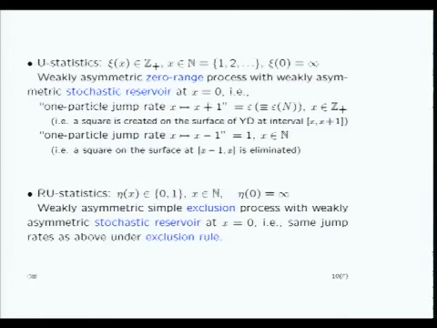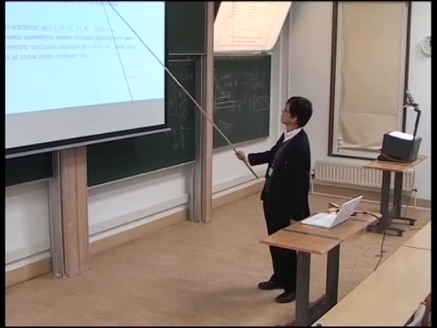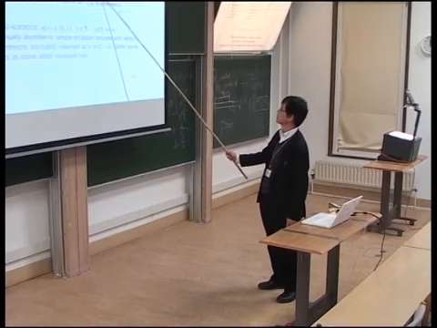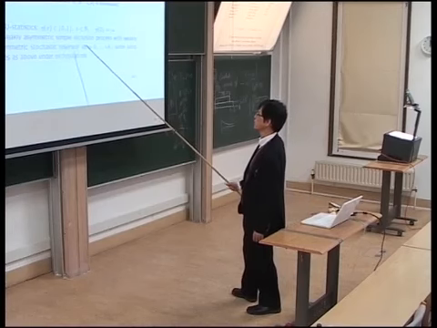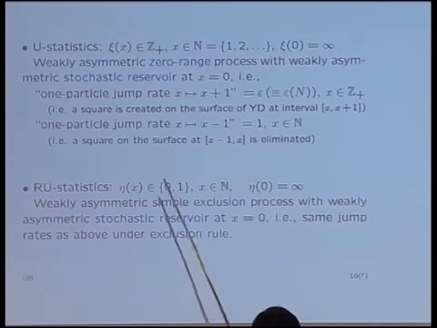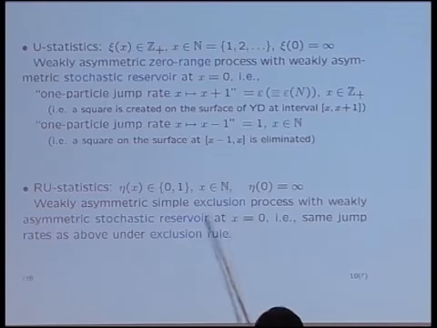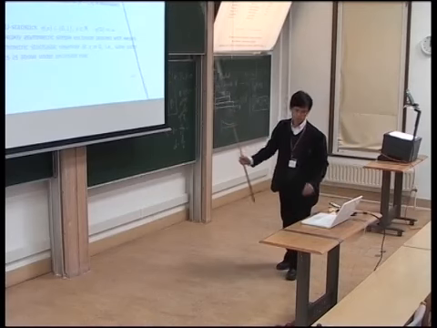Yeah, of course, you can take this one and then epsilon inverse. That is essentially the same, but I just normalize this jump rate to 1. And the same for the restricted uniform case, but only one particle can sit at each site. That is the only difference compared with this case.